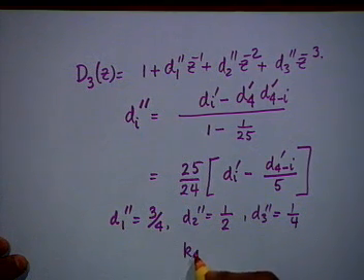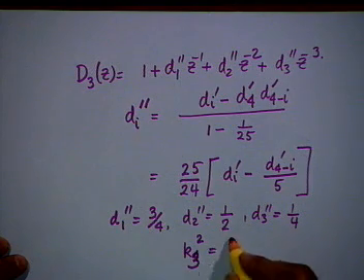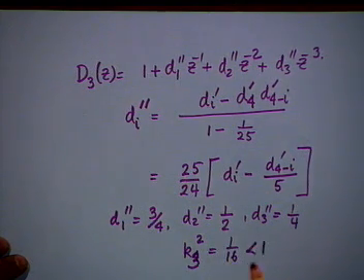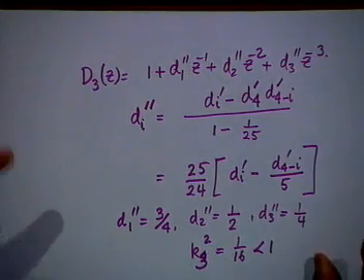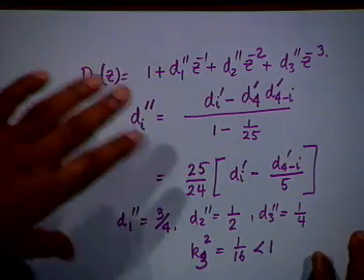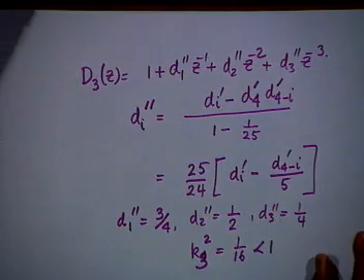Therefore, k3 squared, which is 1/16, is less than 1. The algorithm is clear now. Yes. There are many shortcuts. You don't have to do the algebra. All you have to do is to find the coefficient, but you have to keep a track.